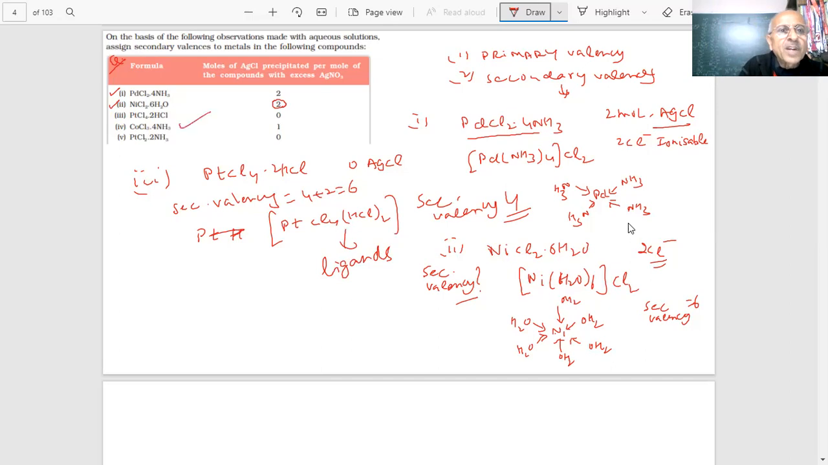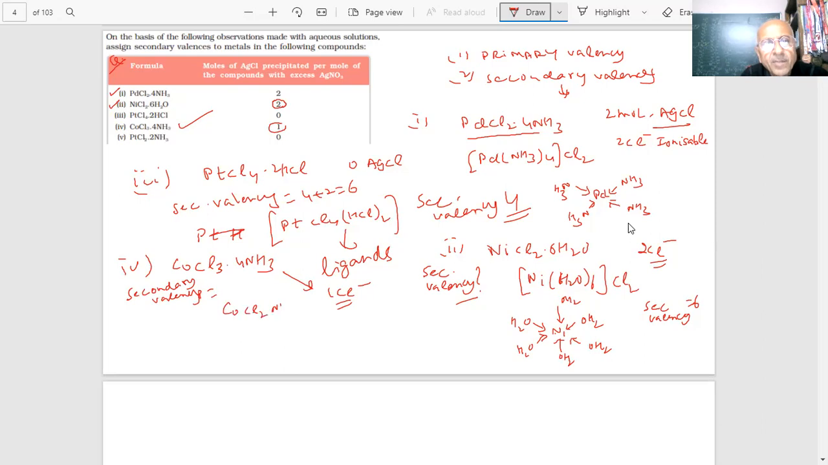And what is happening here, student, in the next, the fourth? CoCl3·4NH3. Okay, here there is only one Cl minus. So what is the formula of that? What will be the secondary valency in this case, student? You have to write the secondary valency. Only one Cl minus is outside.